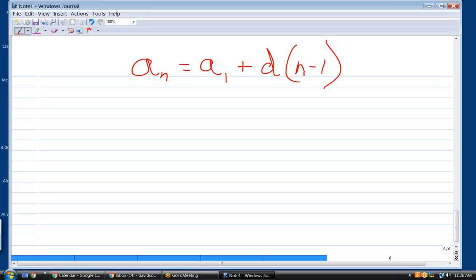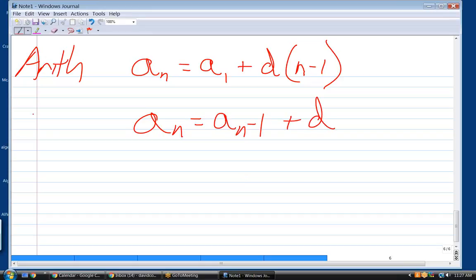That is the general formula for an arithmetic sequence, the ones that are separated by a constant. What's the difference between the explicit and recursive? This is the explicit. The recursive is always defined as a function of the previous term, n minus 1. Well, for an arithmetic sequence, it's n minus 1 plus the common difference. So this is going to be your recursive.